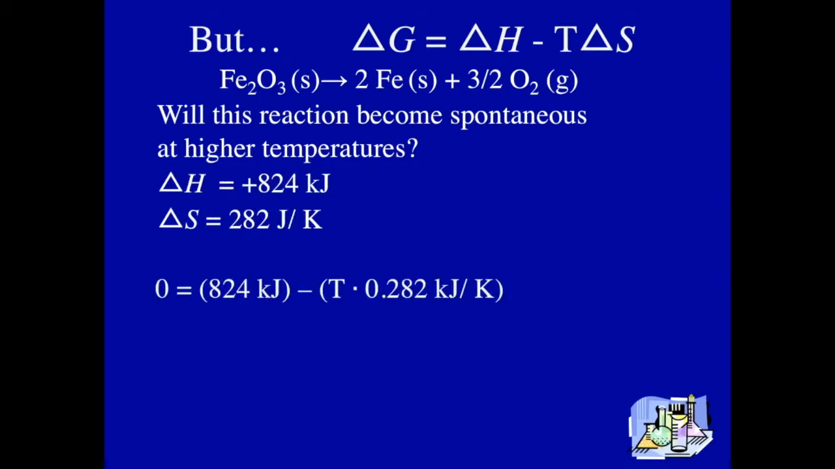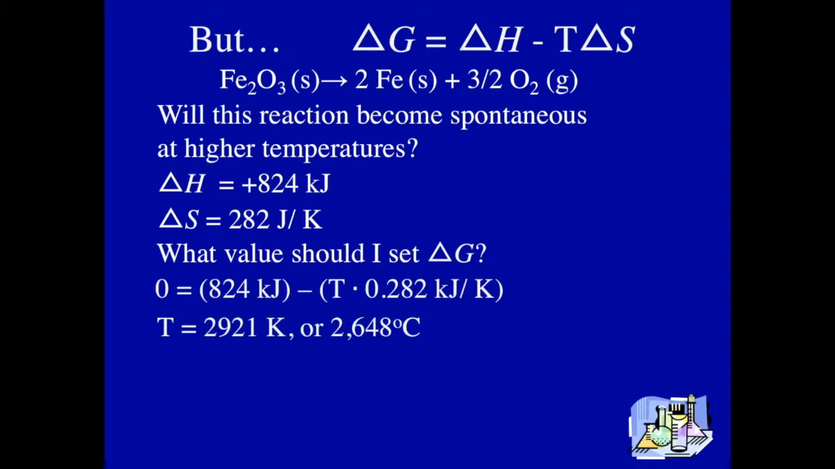So I plug my numbers back in. I don't know the value. I don't know the breaking point at which I would go from a positive value, non-spontaneous, to a negative value, spontaneous. So that would set me at my target temperature to make this reaction spontaneous. Delta G is 0, as I just said. I explained it already. I do the math here. I solve for T. I find that T is 2,921 Kelvin or 2,648 degrees Celsius.